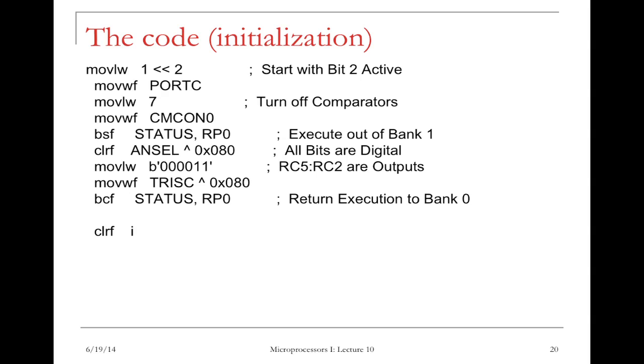into W. Okay, this is 1 shifted by 2 bits to the left, 2 bits. So this value will be put into W. Then we'll do move. This value will be put into port C.